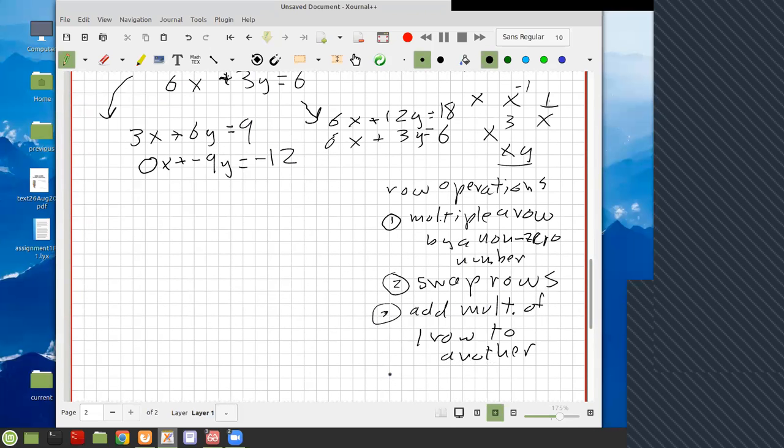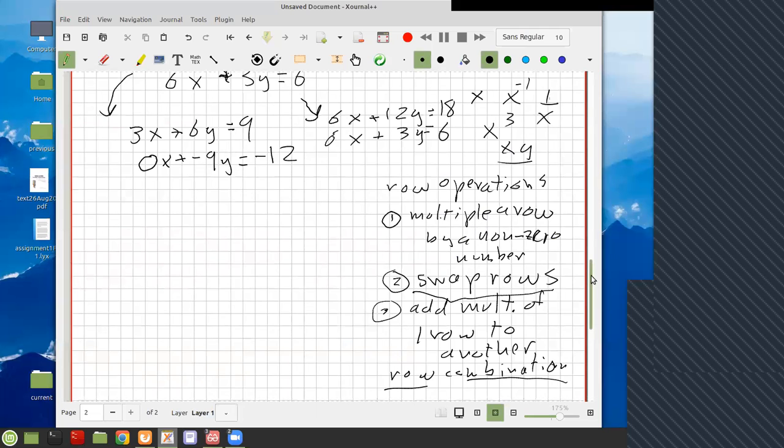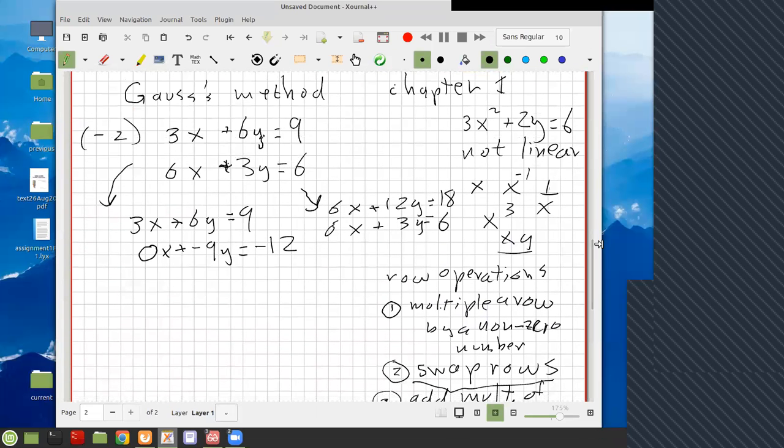This one we call the row combination operation. This one's a row swap, and this one is a row rescaling, or scale. That's just the term that's used for other reasons we'll see later. Okay, so what's the goal of this?